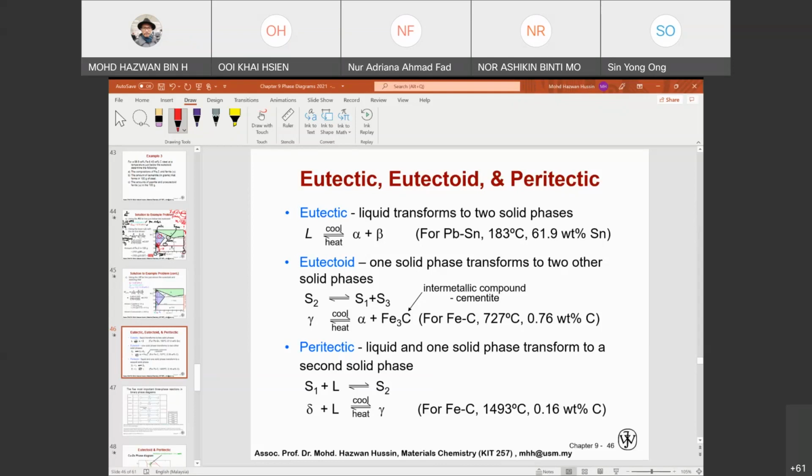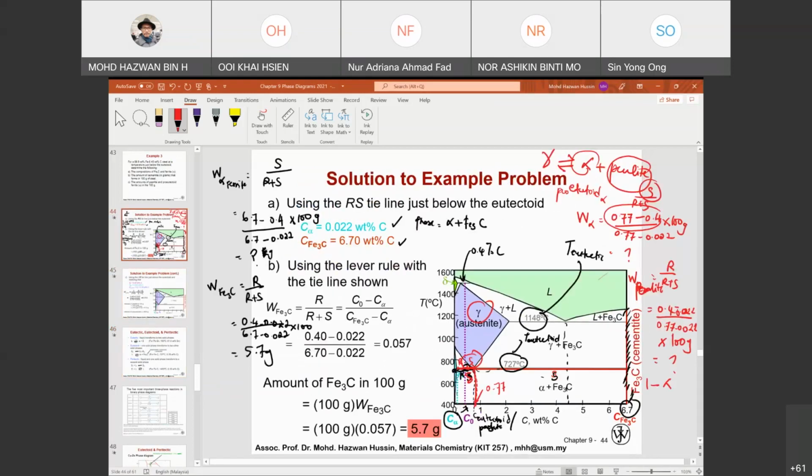In the case of the cast iron phase diagram, we'll see that the reaction will be gamma, or austenite, double-headed arrow forming alpha, or ferrite, plus Fe3C, which is the cementite. And the cementite can also be identified as an intermetallic compound. So why can cementite be identified as an intermetallic compound as well?